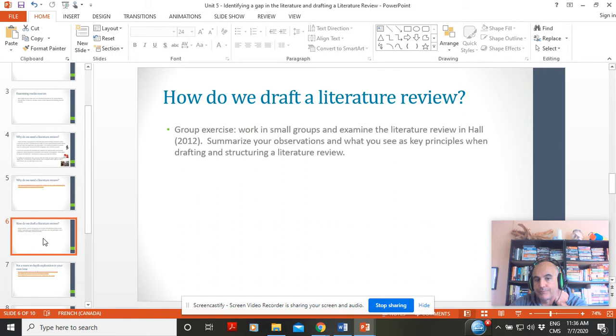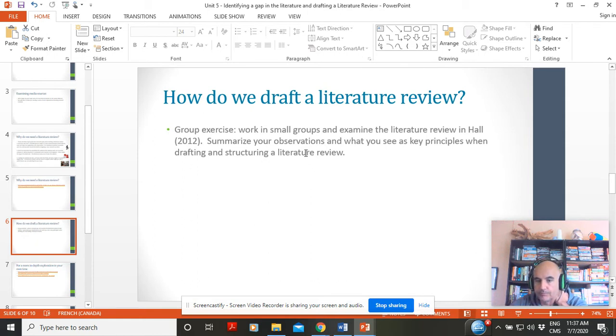How do we draft it? So we're going to look at a text from Hall, which is on gender in mathematics education. And in the form, you're going to tell me what your observations are on the lit review that is done in Hall. So it's going to be our practice run to see how we critique someone else's lit review before we get to see what we want to put in it.